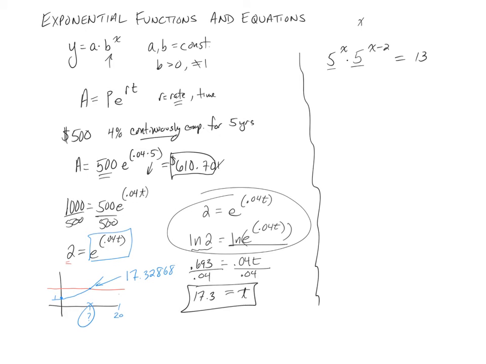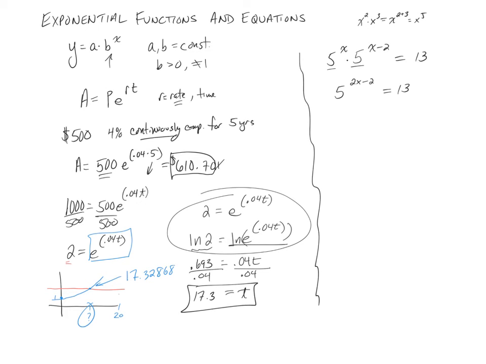For example, x to the second times x to the third equals x to the 2 plus 3, or x to the fifth. So adding these exponents together, we'd have 5 raised up to the 2x minus 2, because that's the sum of x and x minus 2. And if we have 5 to the 2x minus 2 equals 13, again, you could use the approach of graphing the left side and setting it equal to the right side to see where they intersect, or just take logs of both sides.